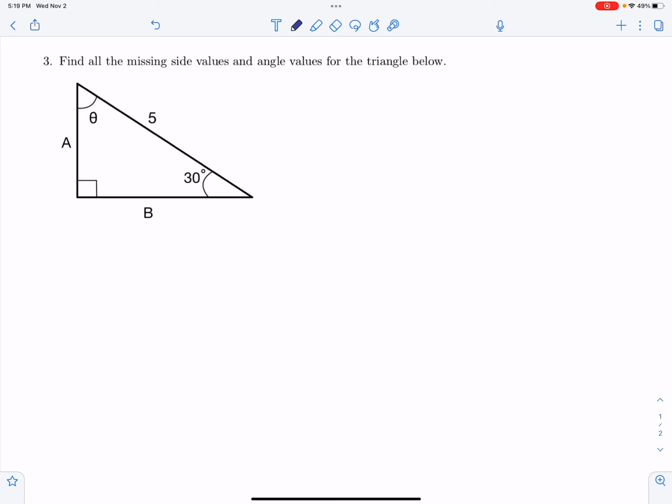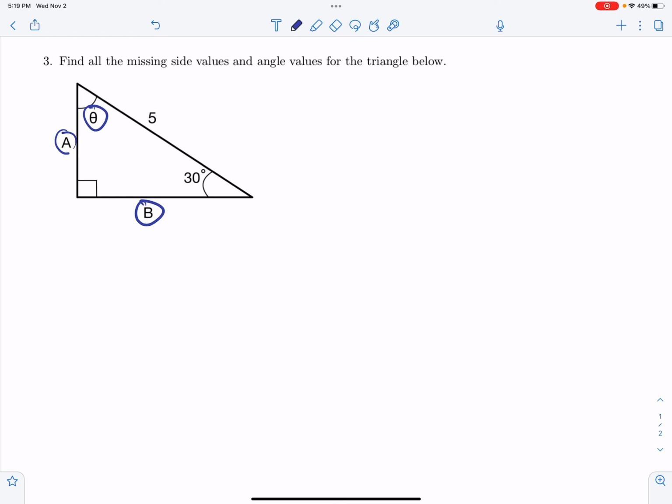Okay, so this is number 3 on quiz 16, where we see this right triangle, and we have to find sides A and B, and also this angle theta. So let's start with the angle theta because it's easiest.